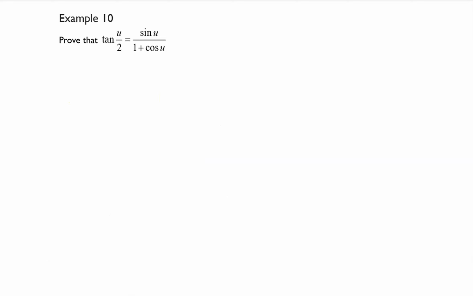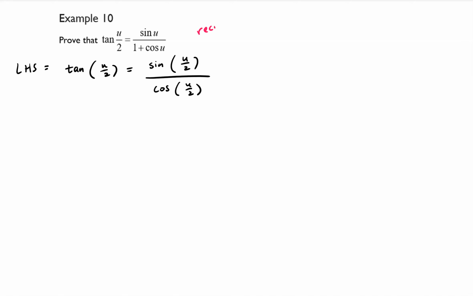Example 10 wants us to prove that tangent of u over 2 is equal to sine of u over 1 plus cosine of u. So in this example, I'm going to start off with the left-hand side. And I know by the reciprocal identity that tangent of u over 2 is equal to sine of u over 2 over cosine of u over 2. And so that step was by the reciprocal identity.